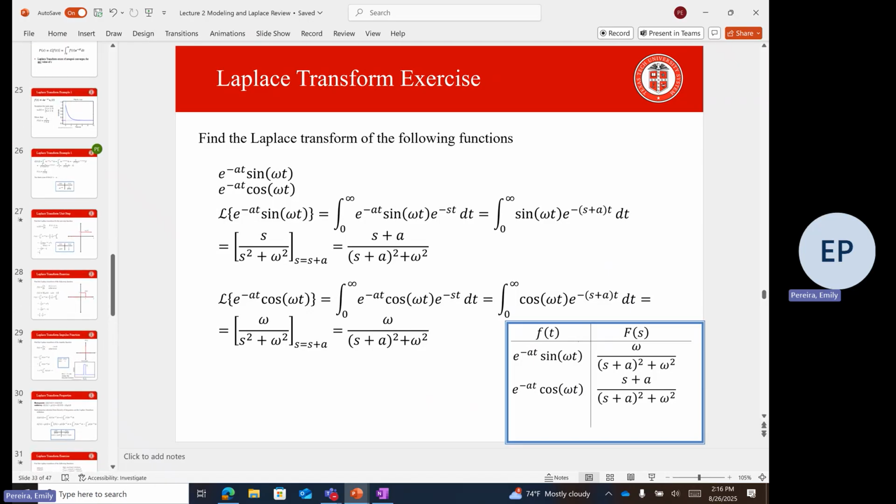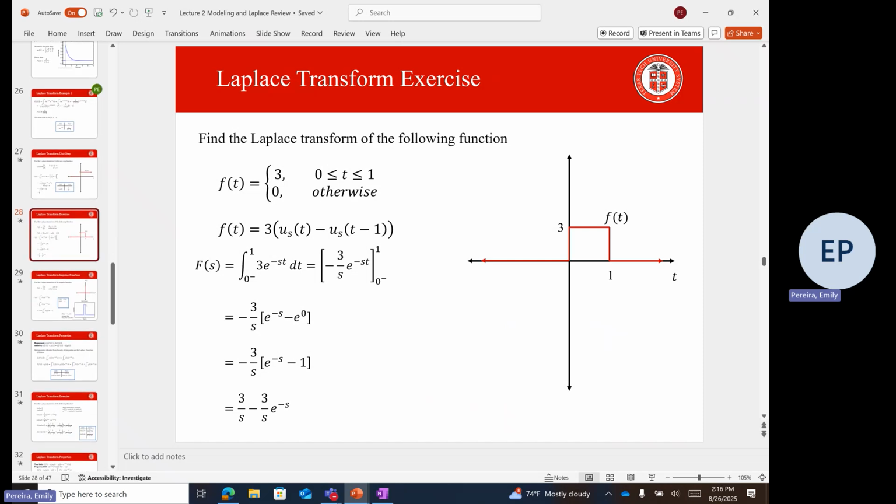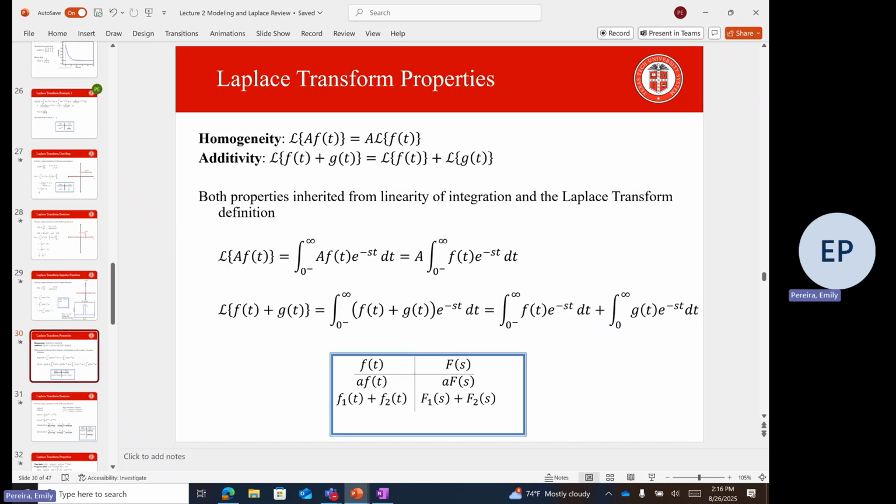So the first property is linearity. So it turns out that the Laplace transform is actually a linear function. And so what that means is that the Laplace transform satisfies both homogeneity and additivity. And you can see the proof below here. So really what this boils down to is if you scale the function in time, you're going to scale it by the same amount in the Laplace domain. And if you add two functions in time, you're going to find that their functions in the Laplace domain also add.